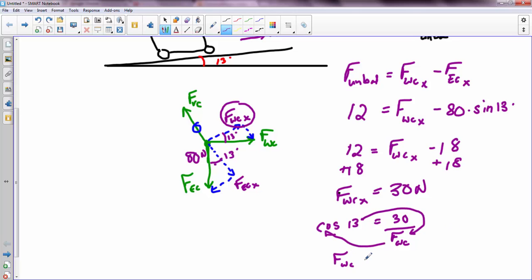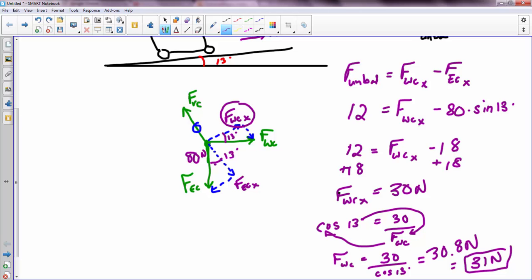That's got to come up here, and cosine of 13 is going to go down there. So the horizontal force is 30 over cosine of 13, which makes sense because the hypotenuse always has to be longer than the leg. So 30 divided by cosine 13, I'm going to get basically 30.78. And usually they want it to 2 sig figs in Mastering Physics, so I'm going to call that 31.